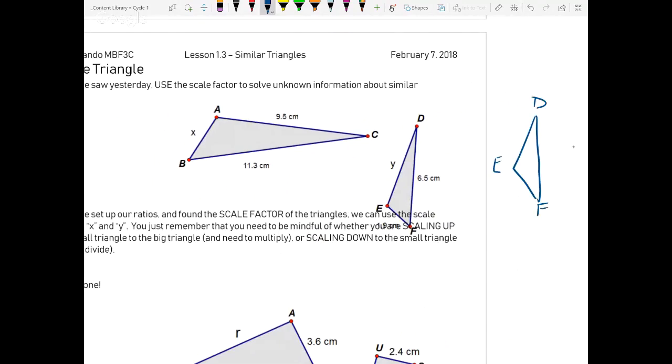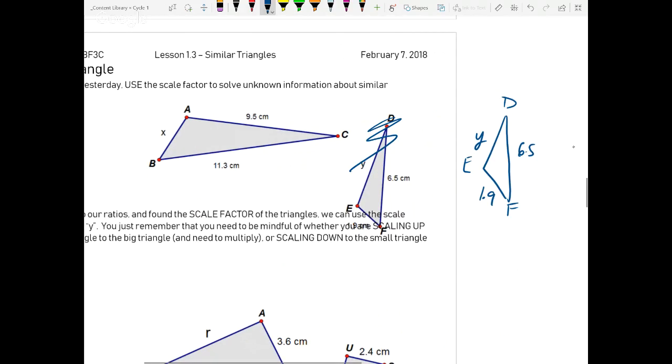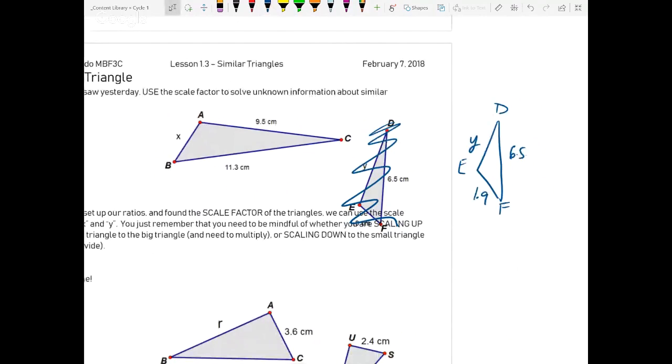What are these numbers? This is 6.5. This is y. What is this number down here? I can't read it. 1.9. Okay, so we'll do this one together, and then you'll have time to maybe have time. Probably not. And we'll pick up when we get back tomorrow.